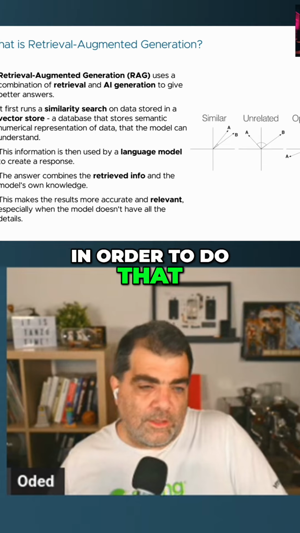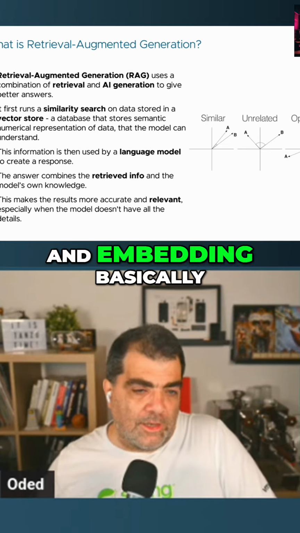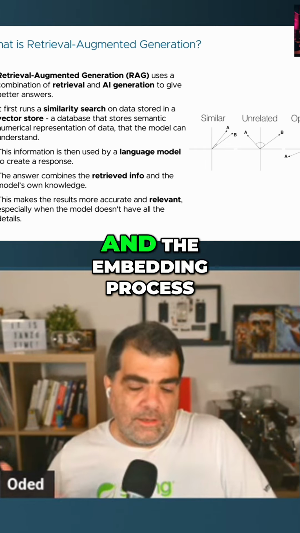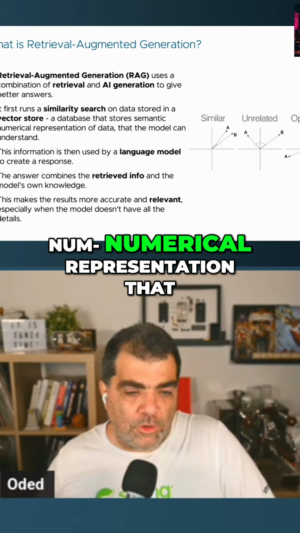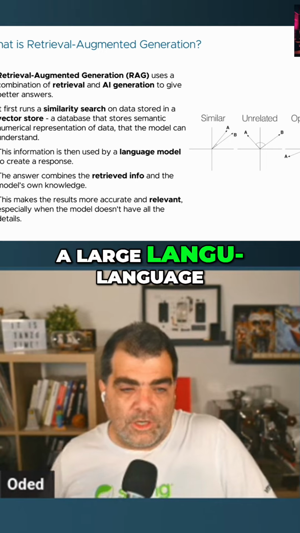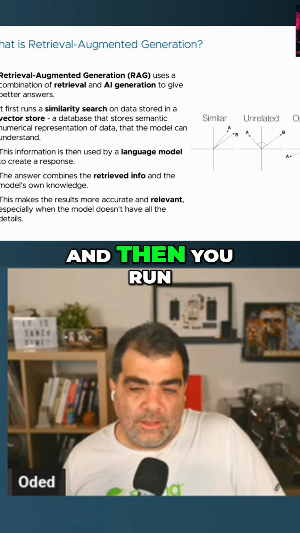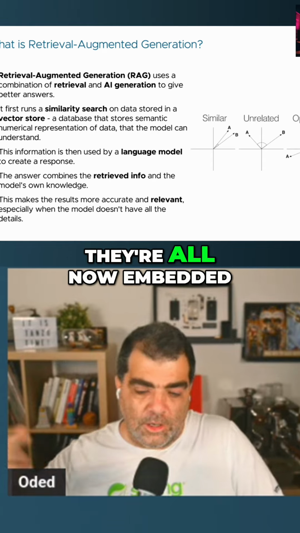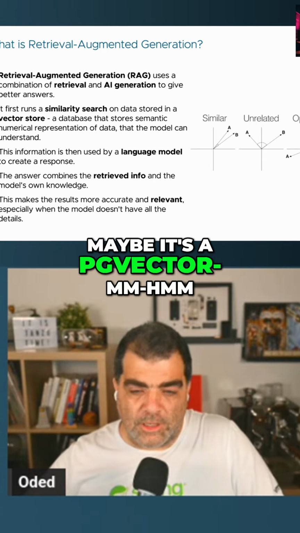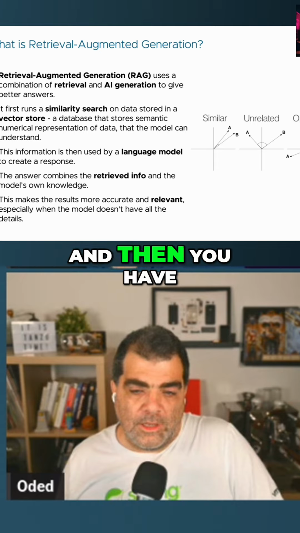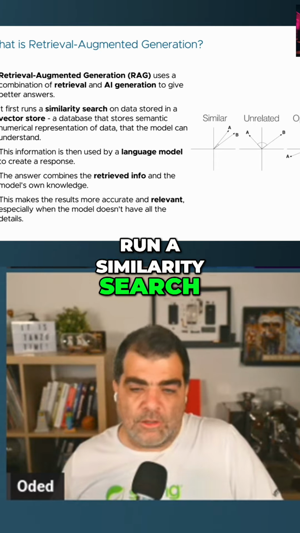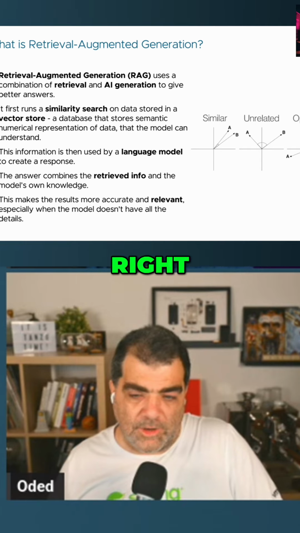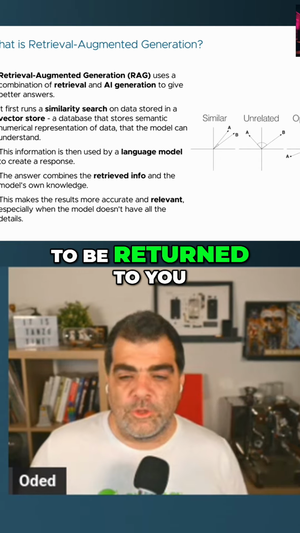Now, in order to do that, what we're doing is the process of embedding. And embedding basically takes, for example, the PDF, and the embedding process turns it into the numerical representation that a large language model can understand. And then you run things like a similarity search. So you take like 1 million documents, they're all now embedded in the database. Maybe it's a PG vector on the platform. And then you have a question, and you run a similarity search between the question and those millions of vector results, right? And the things that are closest are going to be returned to you.